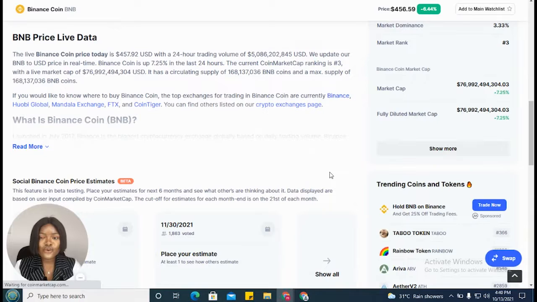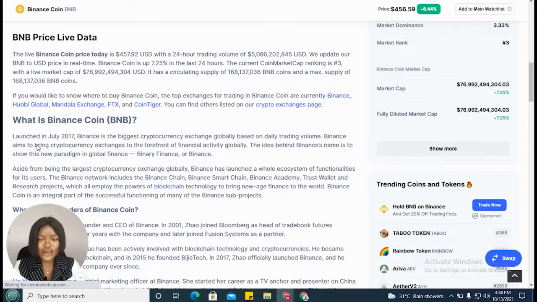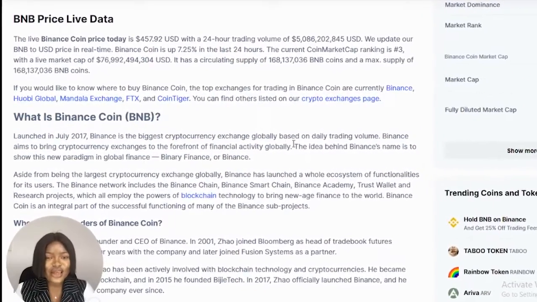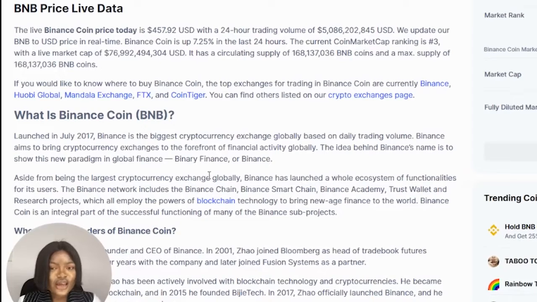Now, the first thing you check is the use case of the token. What is Binance Coin? You can see Binance is the largest cryptocurrency exchange, launched in July 2017. It is one of the largest cryptocurrency exchanges all over the world, and BNB is their own native coin, which they created, called Binance Coin, BNB. So now let's check out the use case of BNB.